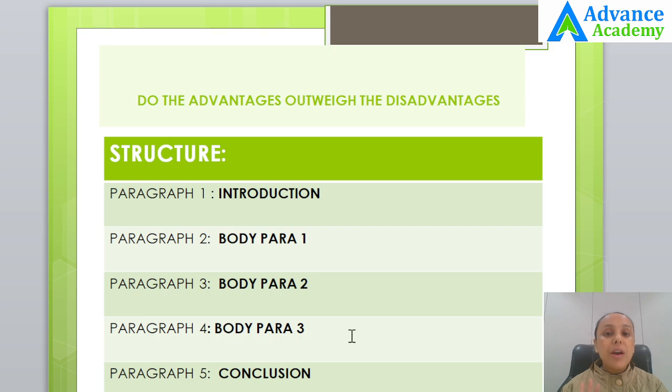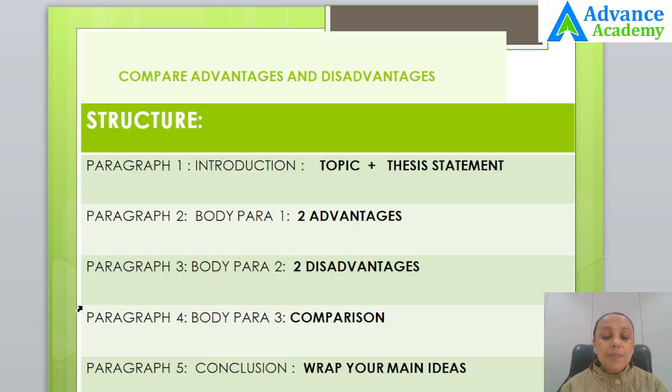There are going to be 5 paragraphs. The first paragraph will be about the introduction. Body para 1 will have the positive side, body para 2 will have the negative side, and body para 3 will be used to compare. And then, of course, the last paragraph will go for the conclusion. Let's see it further. How we may organize the content.